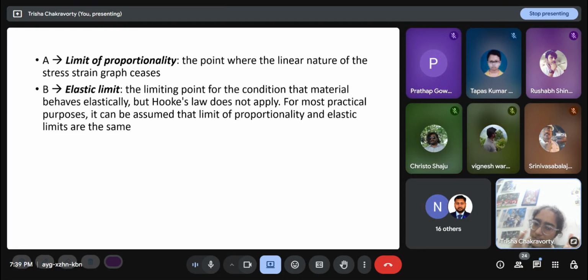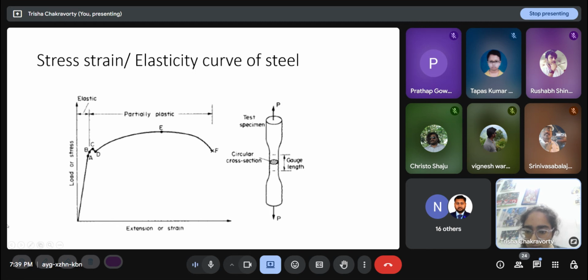But if I remove the stress, the strain reduces and goes back to its original configuration. For most practical purposes, it can be assumed that the limit of proportionality and the elastic limit are the same. You can see that A and B are really close together. Then C. What do you observe about C? After C, the stress has a decline.